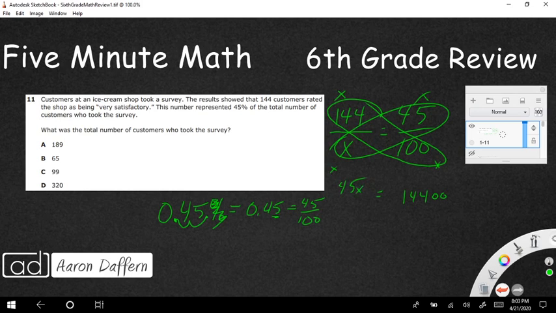So how does that help us? Well, we're really close. All we need to do is use our properties of operations. We're going to divide both sides by 45. The 45 cancels each other out, and guess what you have? You have x all by itself. So x equals 14,400 divided by 45. So we are going to have to do a little bit of long division.